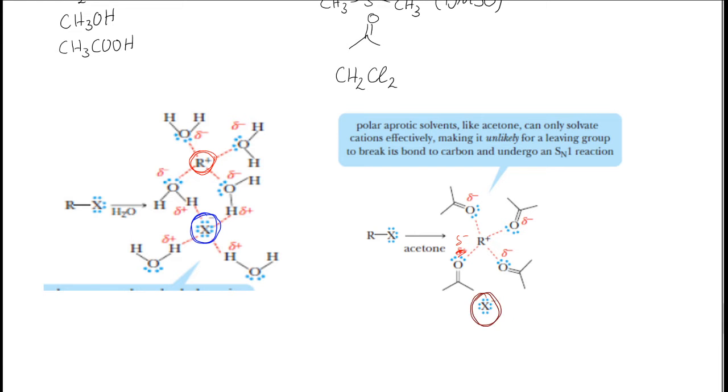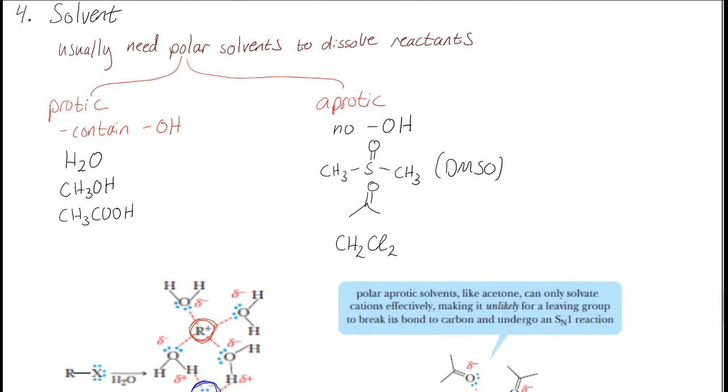So if you look at this, I'll just highlight that "naked" is the word the book uses. The solvent can solvate the cation but not the anion, so it's unlikely to detach like that. You're unlikely to form a carbocation in these solutions. So if we go back to our solvent list, our protic solvents are going to favor SN1, and our aprotic solvents are generally going to favor SN2 for those reasons.